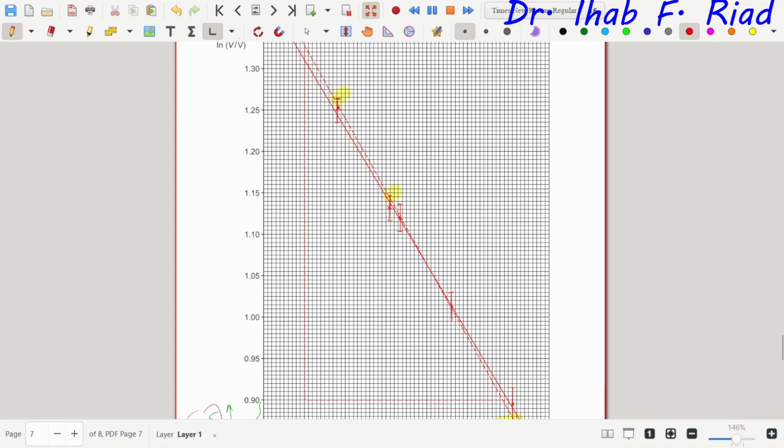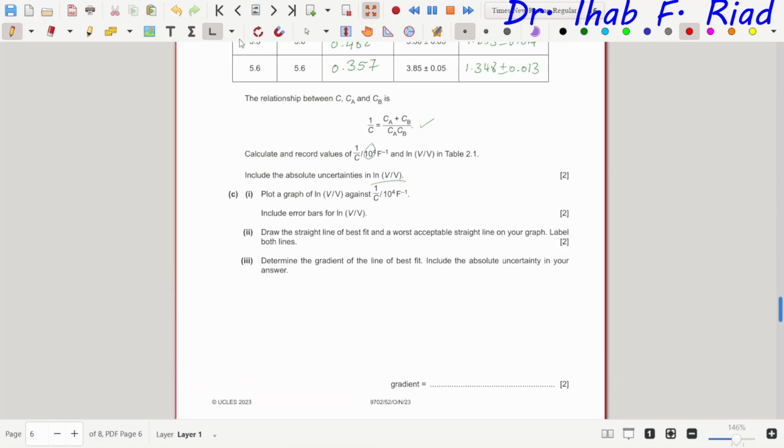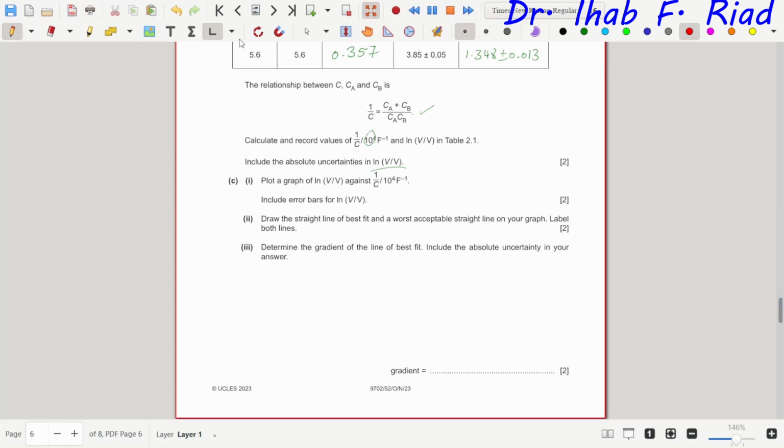For example, then we use this triangle to calculate the gradient for the lines. You can use one triangle, or you can use two different triangles for each line, as you wish, or as you prefer. Okay, I typically use one triangle that I can use to calculate both lines.